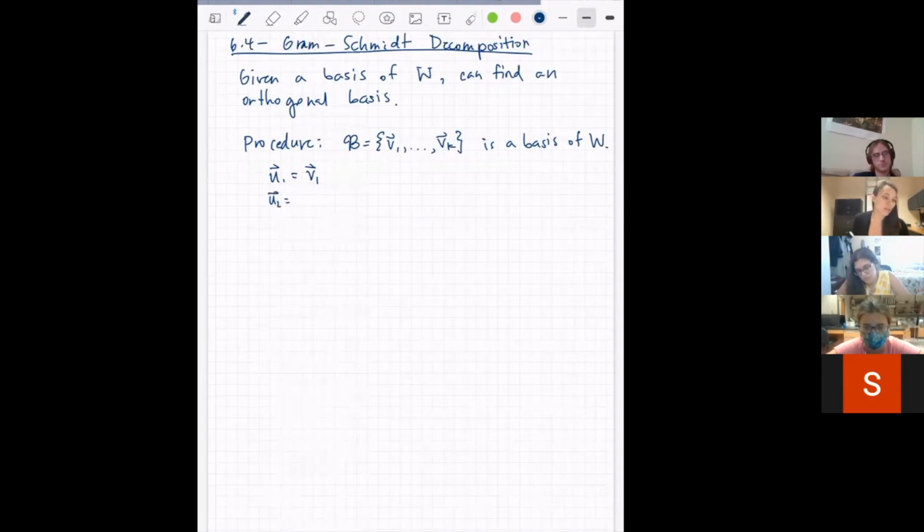For U2, we want to have it be some version of V2, but we want it to be orthogonal to U1. So I'm just going to write it this way, and then we'll have a more involved formula. The idea is we just subtract off the part of V2 that is in the direction of U1. So it's V2 minus the projection of V2 onto U1. Then what we're left with is something that is orthogonal to the first vector.